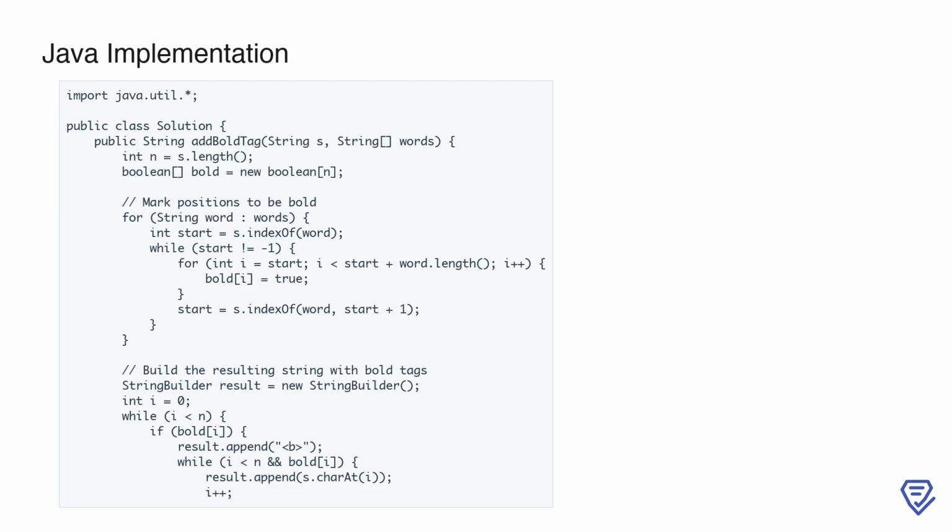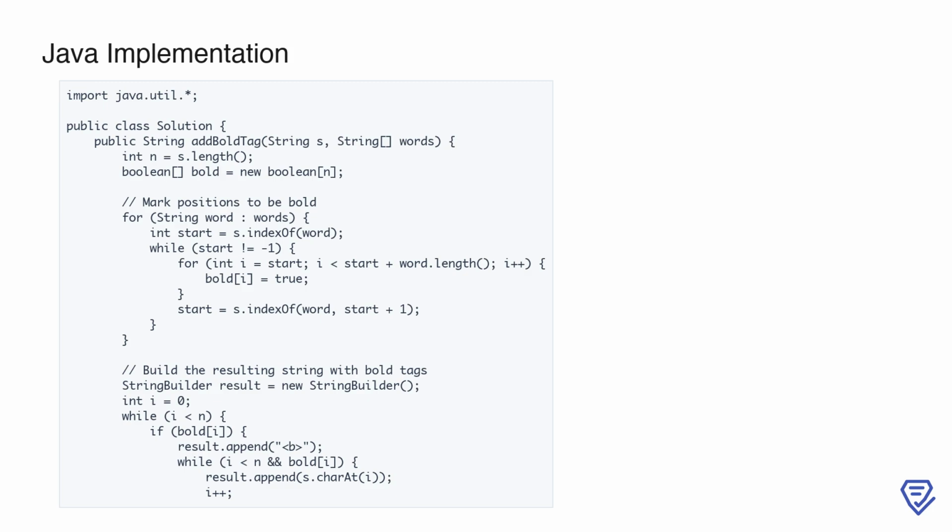The first step is to determine which parts of the input string need to be wrapped with bold tags. To do this, we initialize a Boolean array called bold, where each index corresponds to a character in the string. This array will help us track whether a character should be bolded. Next, we iterate over each word in the array words. For each word, we use the indexOf method to find its starting position in the string s. If the word is found, we mark all the corresponding indices in the bold array as true, indicating that those characters should be bolded.